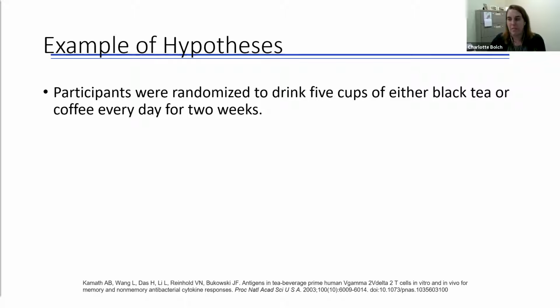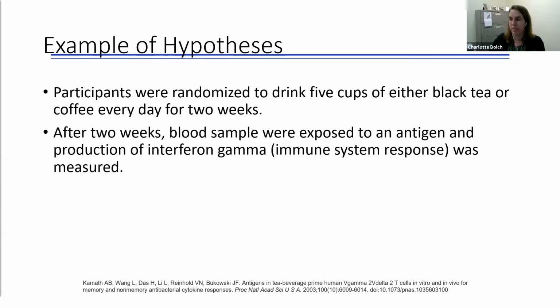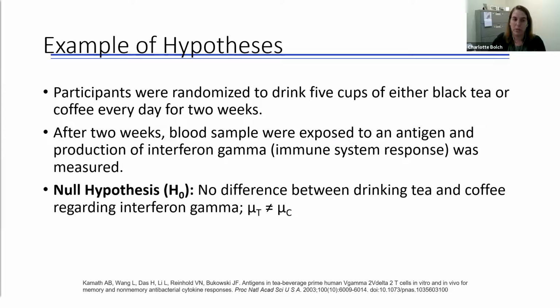An example of this comes from a study looking at black tea drinkers and coffee drinkers. These participants were randomized to drink 5 cups of either black tea or coffee every day for 2 weeks. After 2 weeks, they had a blood sample taken and checked to see if they were exposed to an antigen and the production of interferon gamma, which is an immune system response. That was measured after 2 weeks.